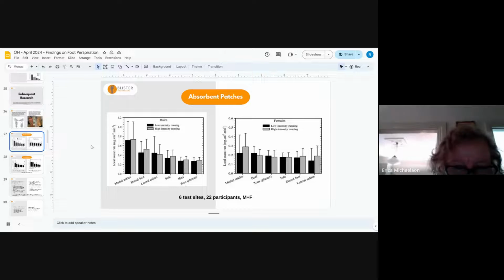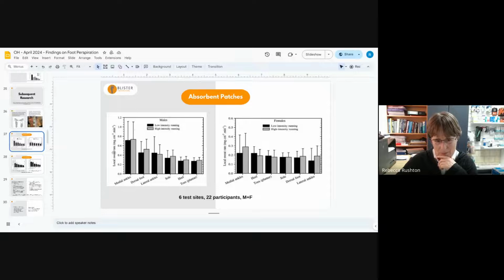The one on the left here is men. This is women. It looks pretty similar, but what you need to realise is this y-axis for men is 1.2 and the y-axis for women is 0.6. So essentially that tells us that women sweat half the amount of males at the same work rate.